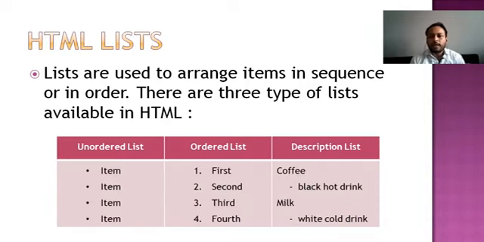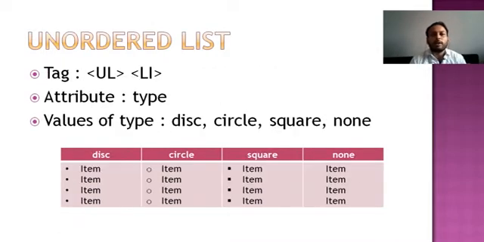There are three types of lists available in HTML: unordered list, ordered list, and description list. Unordered list means bulleted list, ordered list means numbered list, and description list means one word is there and its definition. So let's start with the unordered list, which means the bulleted list.